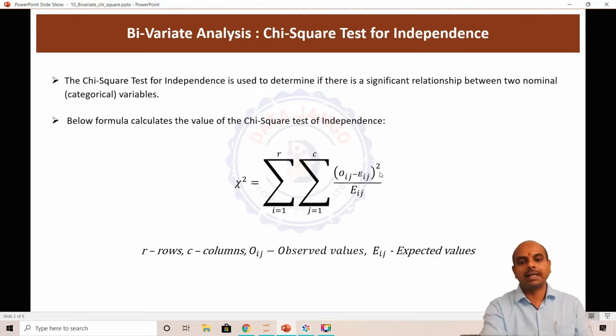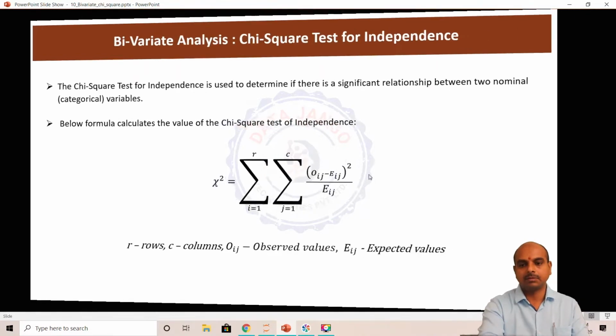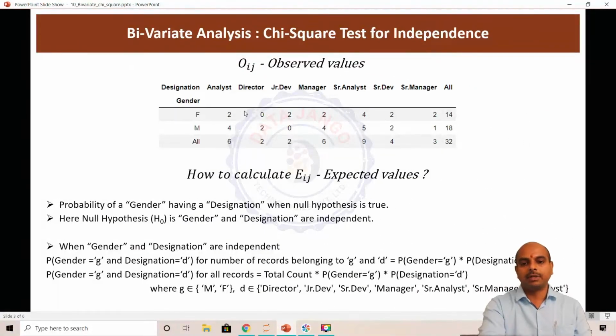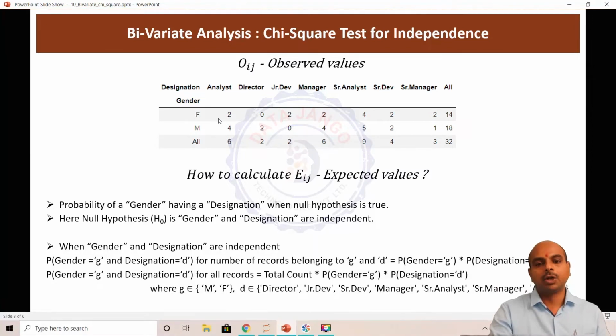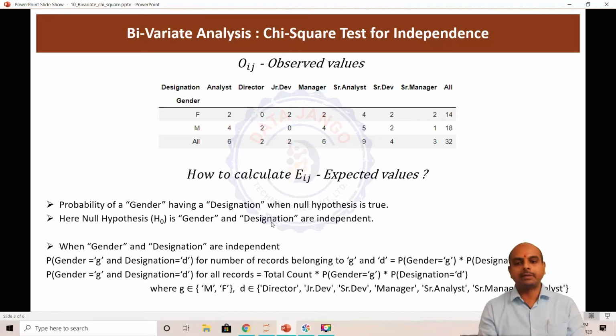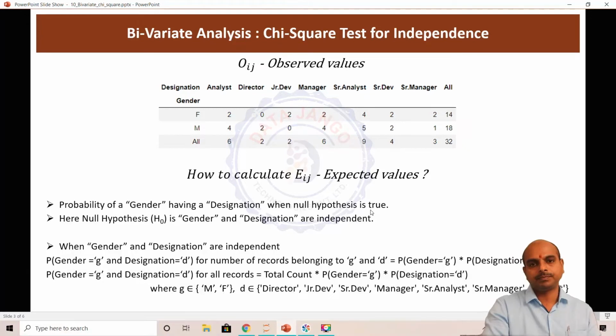So how is it calculating expected values? Let us see that. This is the observed value table, right? In the data set, we have got 2 people who are analysts and female, 4 people who are analysts and male, 0 people who are directors and female, and 2 people who are junior developers and female. Like that it is the observed data. Now we need to calculate the expected value. The expected value is the probability of a gender having a designation when null hypothesis is true.